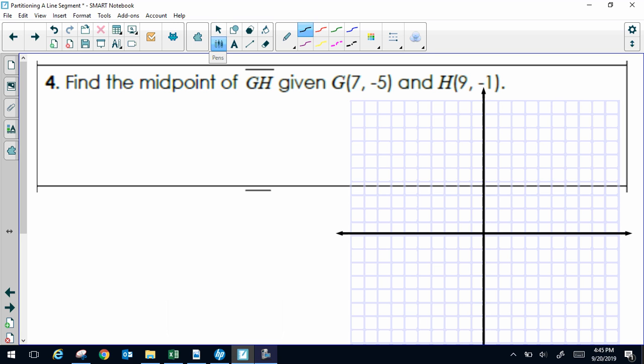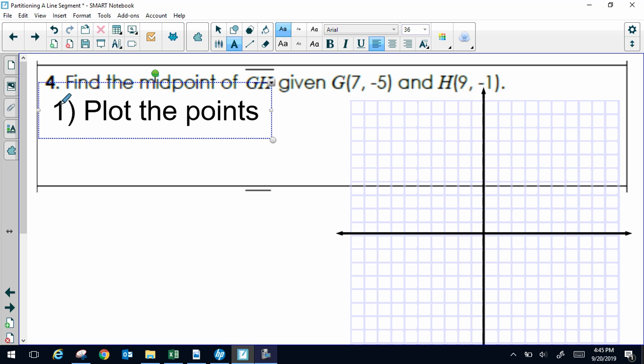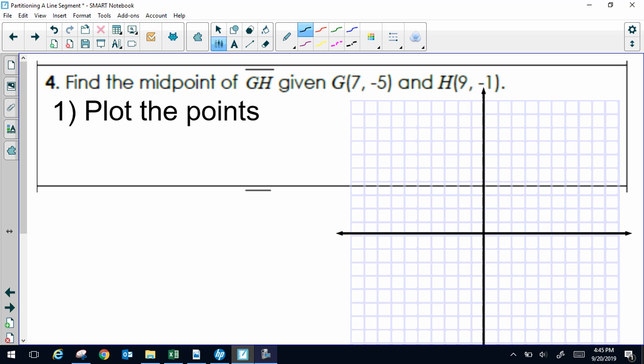And so in the first method, we had step one, which was to plot the points. Okay, so we're going to plot the points. So we're given G, which is at 7, -5, which is right here. So this is G. And then you have H, which is at 9, -1, which is right here.